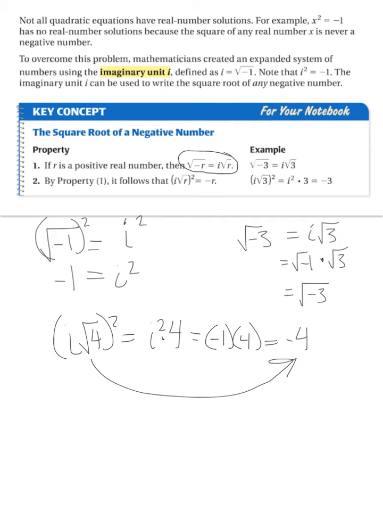And if you think about it, property 2 is kind of the reverse of property 1. Because if I had the square root of -4, then by property 1 that equals i times the square root of 4. And so by property 2 it says if I square this, then I square the other side, then I'll get -4.